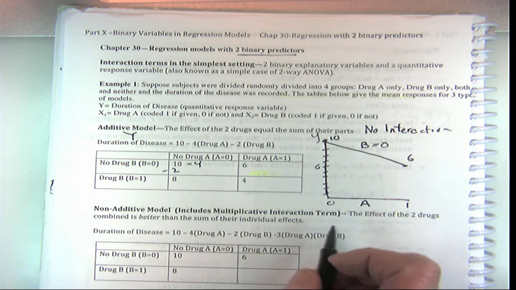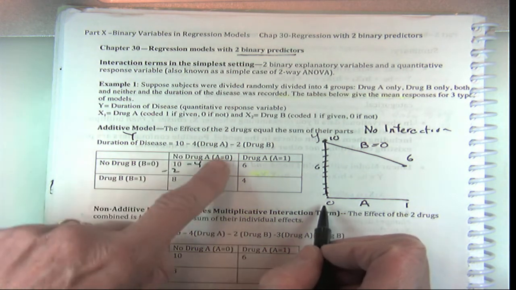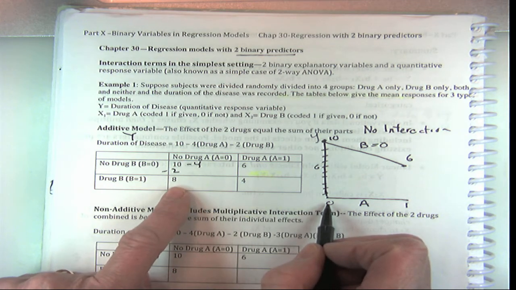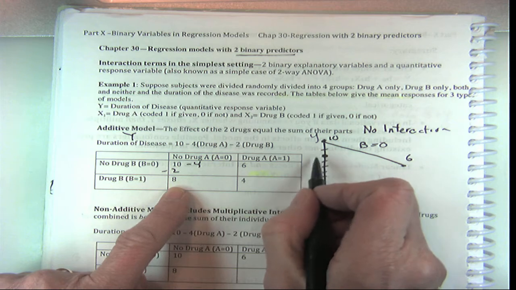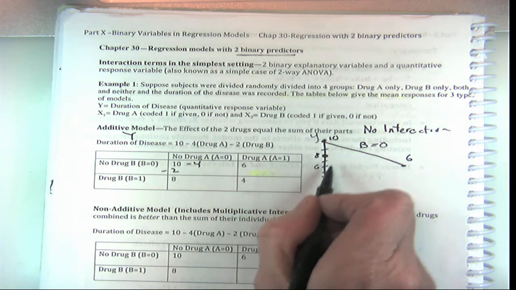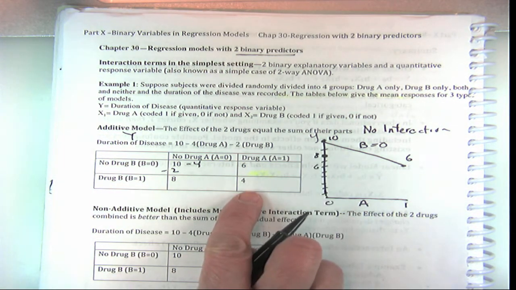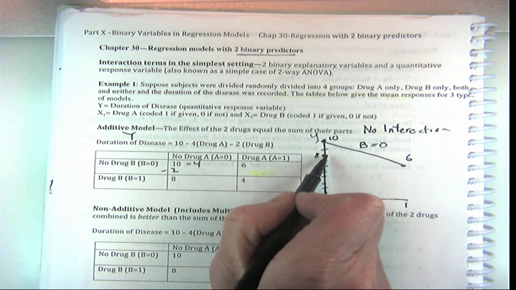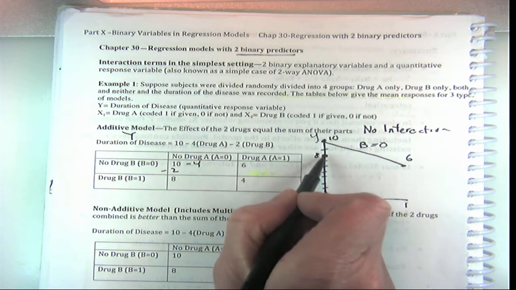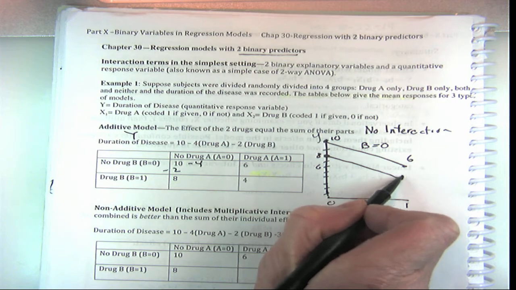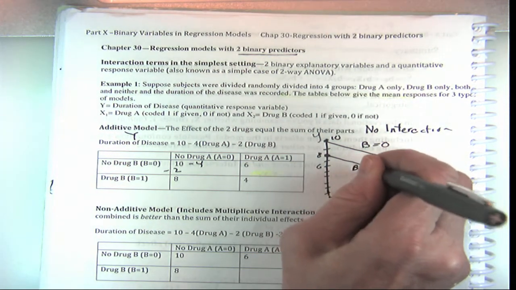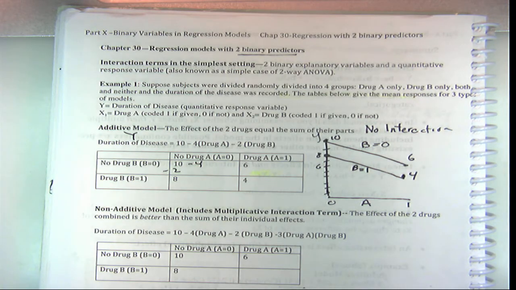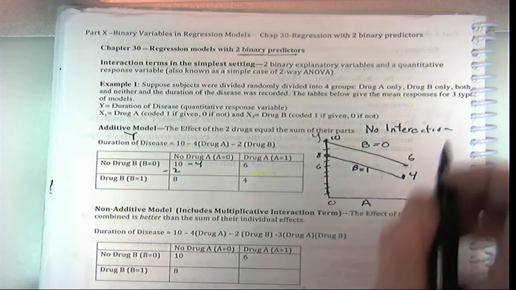Now, when A is 0 and B equals 1, it lasts 8 days, right? So that's 8. And then if you give them both, it lasts 4 days. So it just has the same slope. It goes down 2, it goes down to 4. And this is when B equals 1. Okay? So those are those parallel slopes, no interaction term.